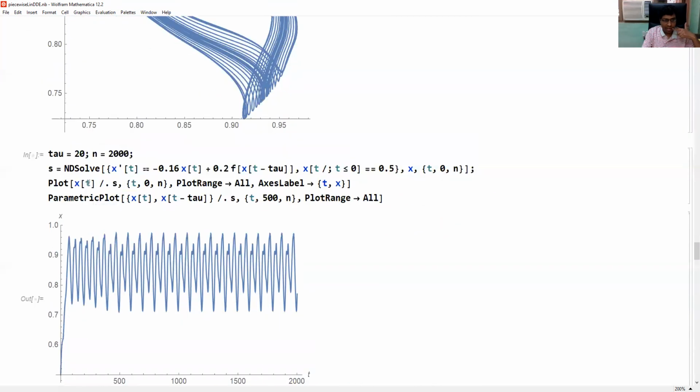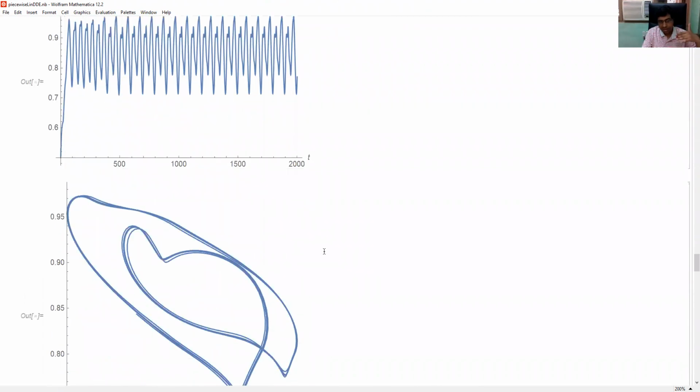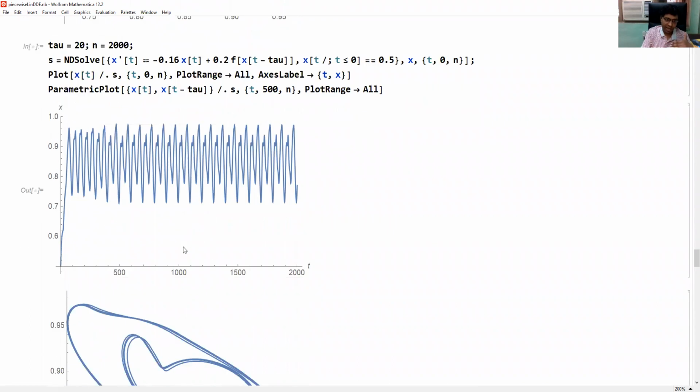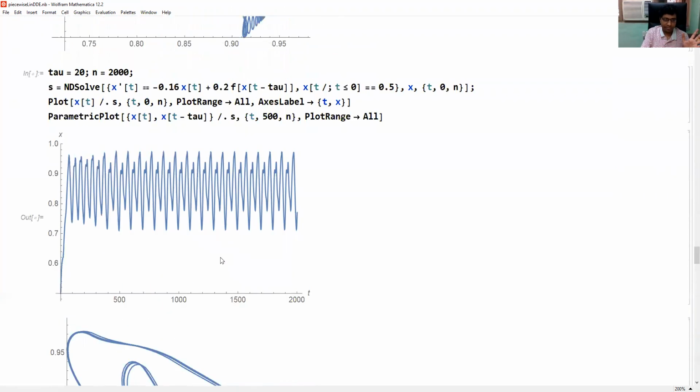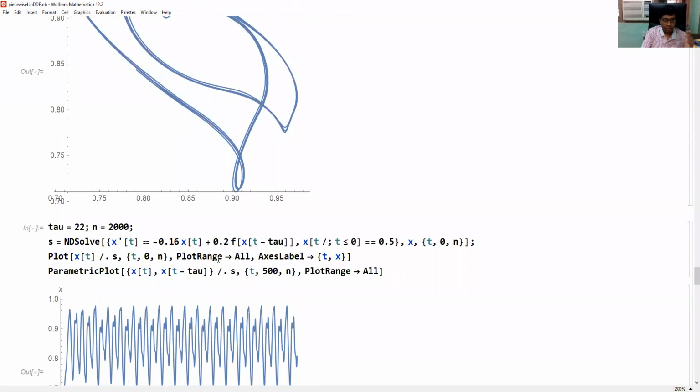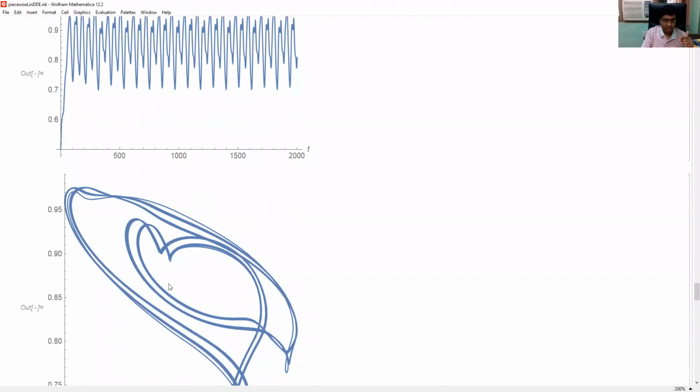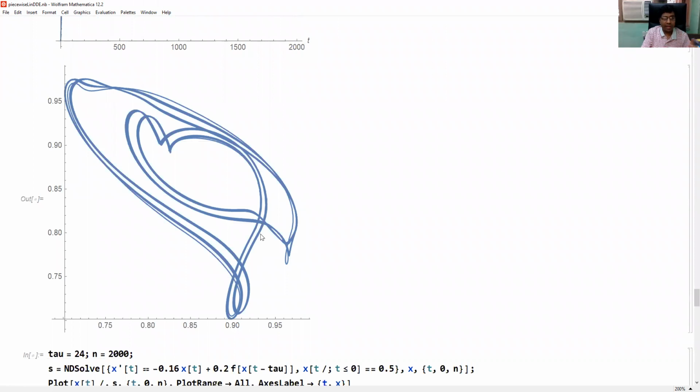Now if we take tau equal to 20, the scenario is maybe like this. Initially we are getting stable things. As we increase tau, we are getting period 1, again period 2, period 4, and so on. We may reach chaos. If we further increase tau, we may again get periodic things. So for 20, again we are getting around period 4, roughly. If we further increase, this is 22. The period is increased, this is period 8 or so.